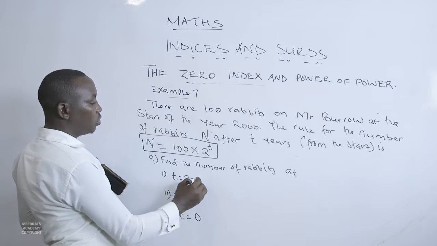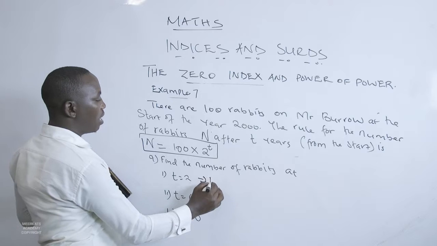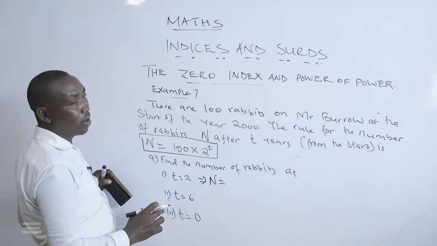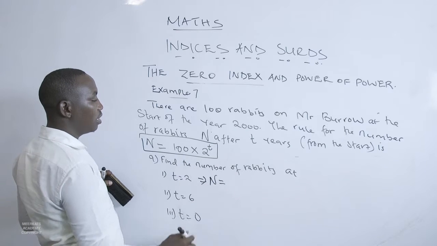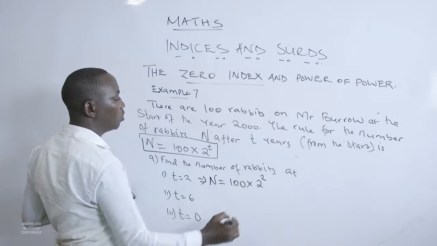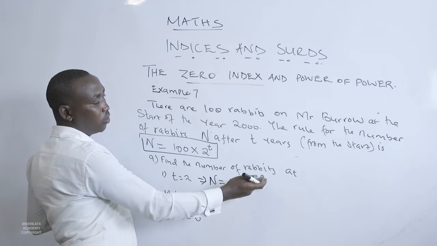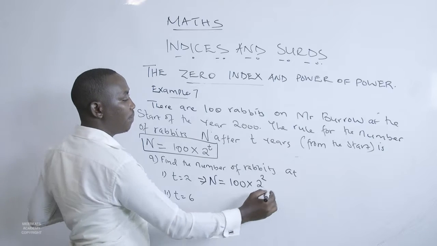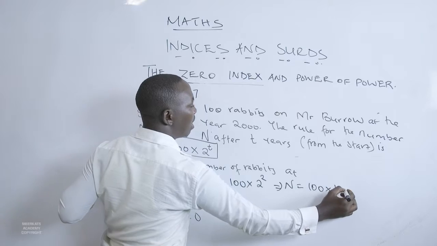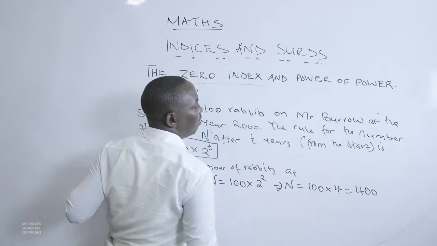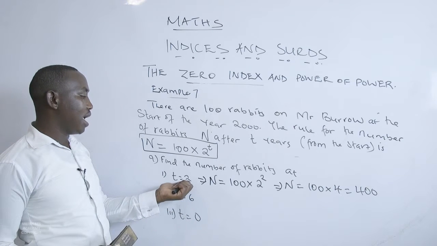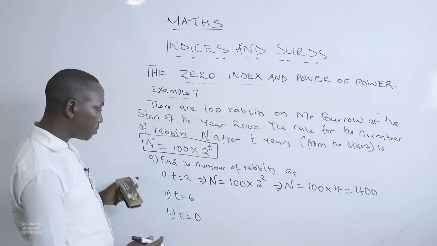So when time is 2 and you want to get the number of rabbits, we simply replace in the formula or in the rule where there is t with 2. So this shall be 100 multiplied by 2 raised to 2. 2 raised to 2 is 4, and this will give us that n shall be 100 multiplied by 4, which will be 400. So there will be 400 rabbits at the end of the second year.